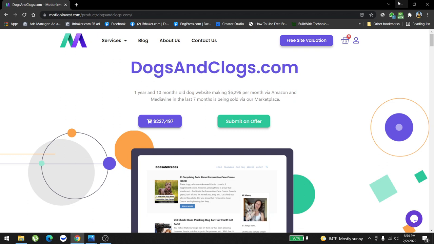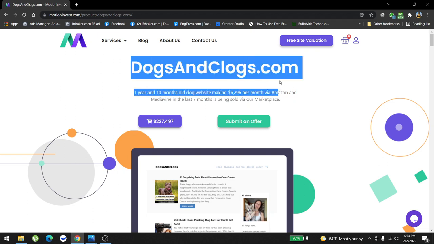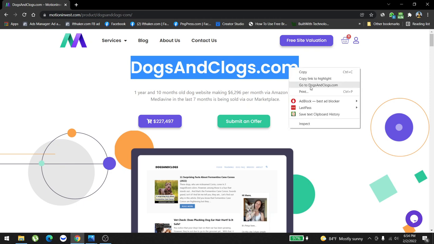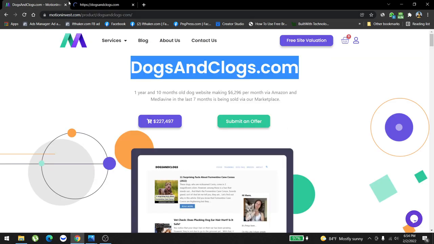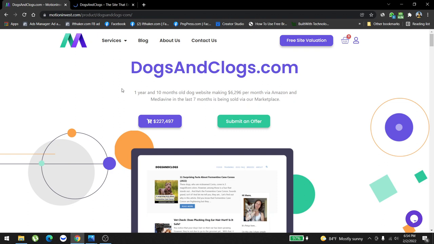So today we're going to talk about a website. It's been listed on motioninvest.com for $200,000 USD. And it's in a niche which is pet apparel and pet accessories and stuff. The name of the website is dogsandclocks.com. We're going to go through the whole website and do a deep analysis of what we're looking at, why this website is making so much money, and how you can replicate all those different possibilities.